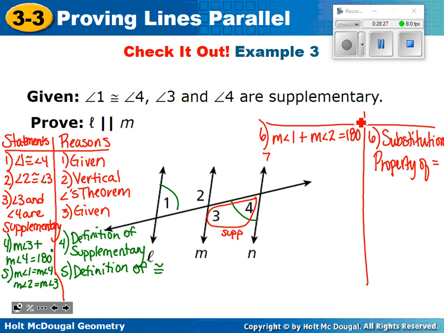And since the theorem actually says if the same side interior angles are supplementary, we have to go the step further to say angle 1 and angle 2 are supplementary. And again, what tells us that if they add to be 180, they're supplementary? Definition of supplementary.